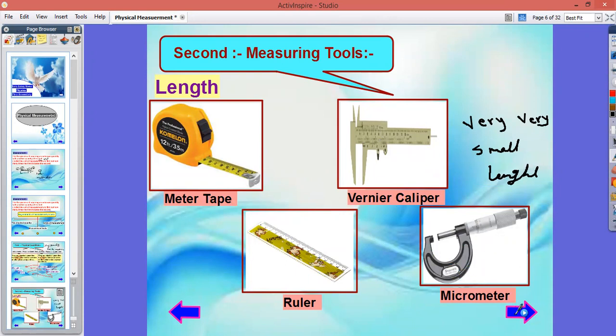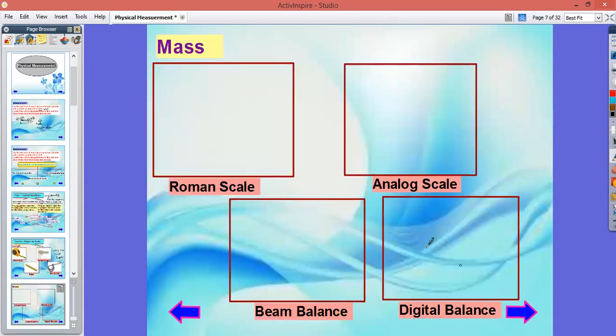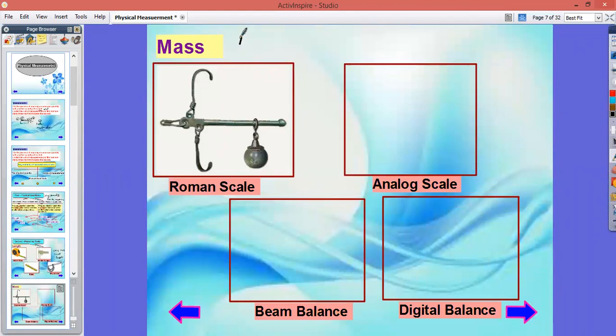What about mass? What are the measuring tools used to measure the mass? We have the Roman scale. It is not common. What is the meaning of Roman scale? It is used to measure very large masses, reaching 1,000 tons, for example. So the first tool used to measure the mass is the Roman scale.